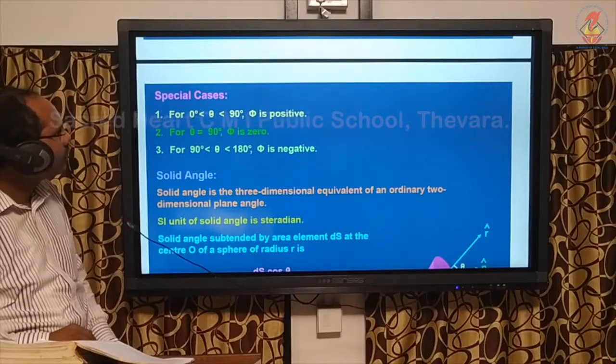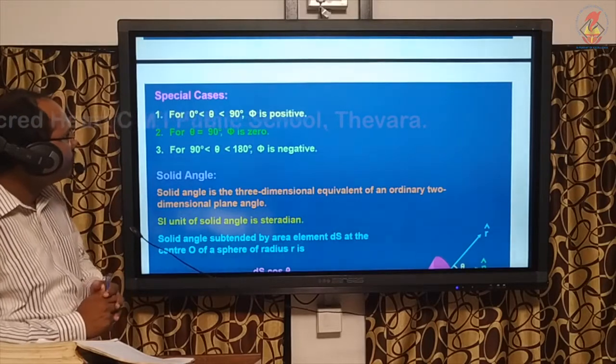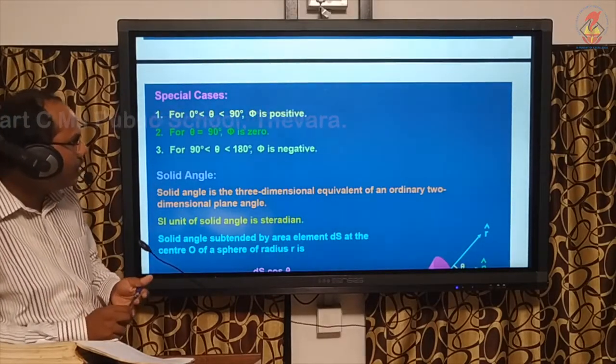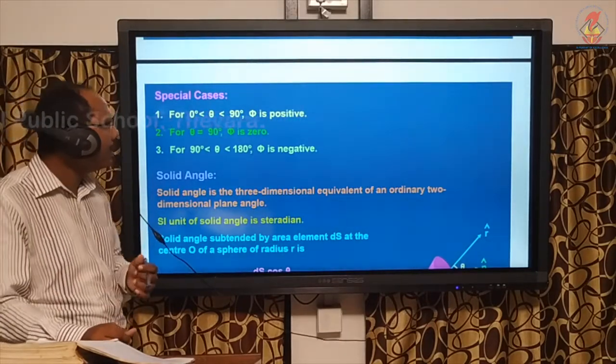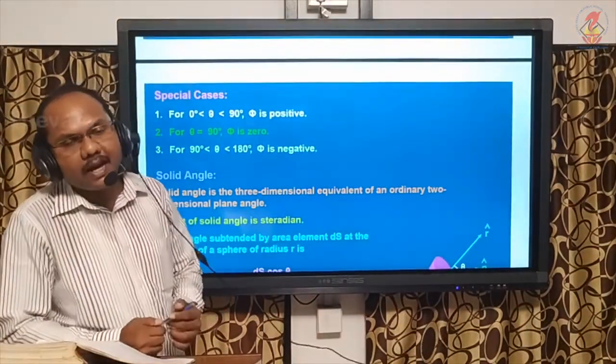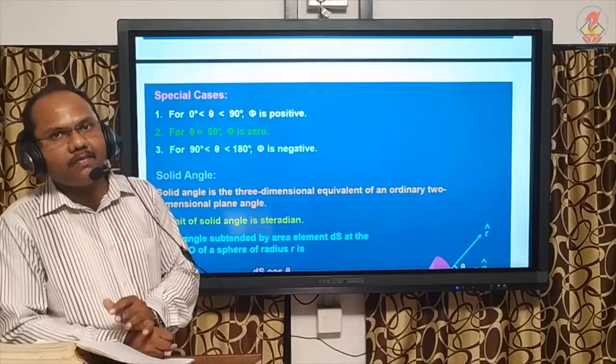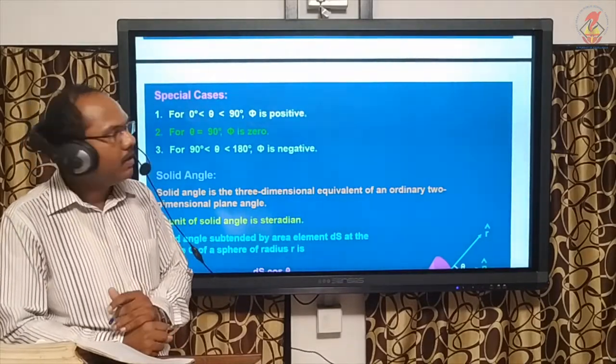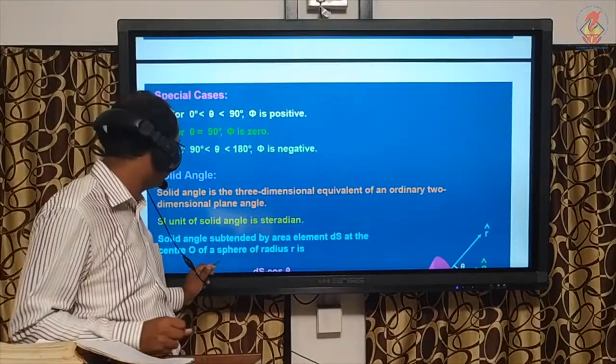Now, if the electric field and area vector are in the same direction, you can say flux is positive. And if electric field and area vector are in the opposite direction, you can say flux is negative.